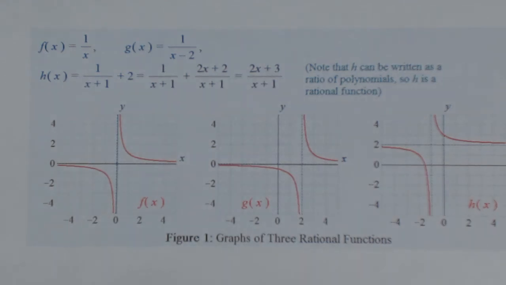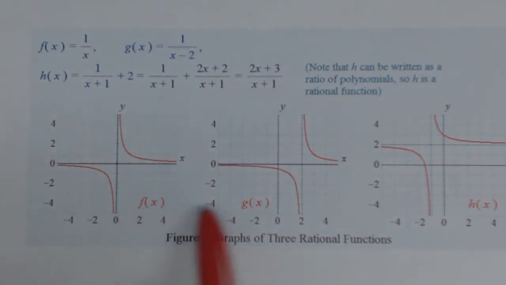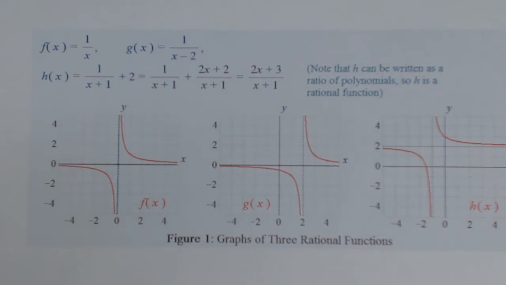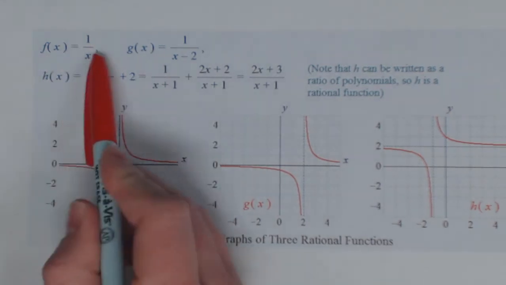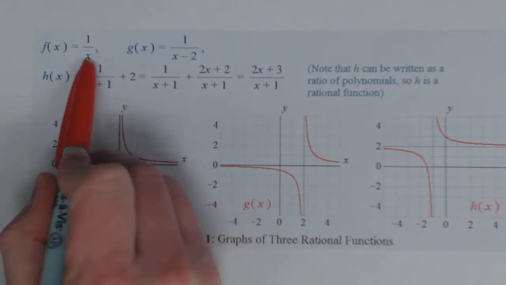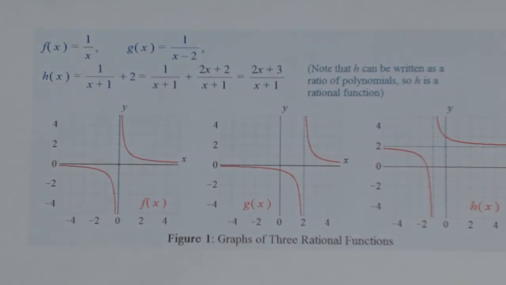Okay, so we want to talk about rational functions, and we've seen these before. So I've got three functions set up here. These are all rational functions, and essentially what makes something a rational function, such as f of x here, is that you have a variable in the denominator. You have a little polynomial in the denominator, and it can be in the numerator, but the key is it has to be in the denominator.